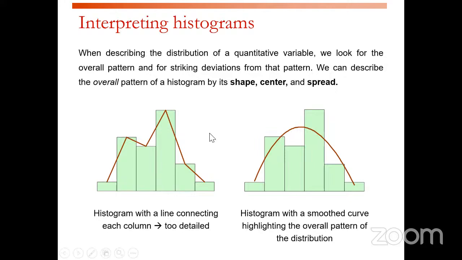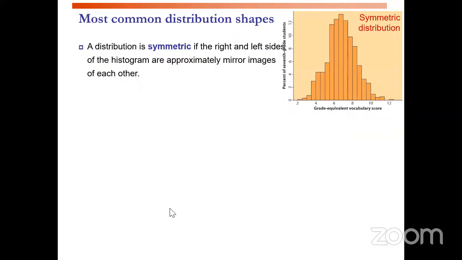Whereas when you see the graph with lines connecting, you won't be able to understand that it is majorly forming a symmetrical distribution. That is the advantage of presenting the data in a histogram and then drawing a smooth curve, right?